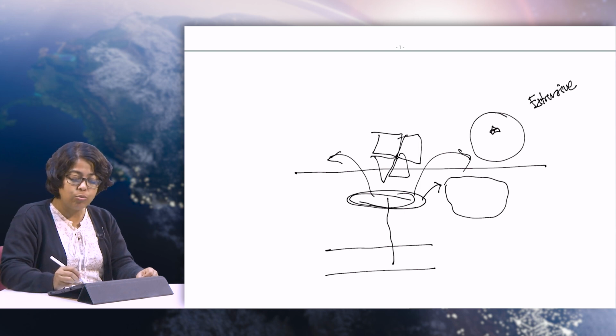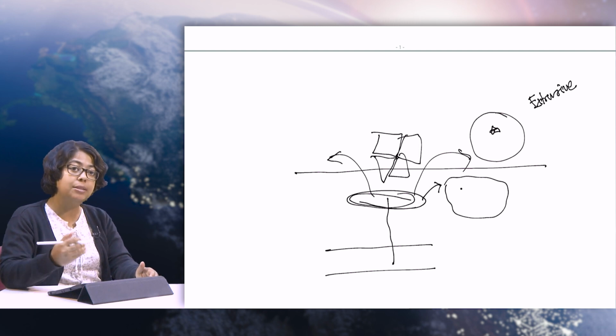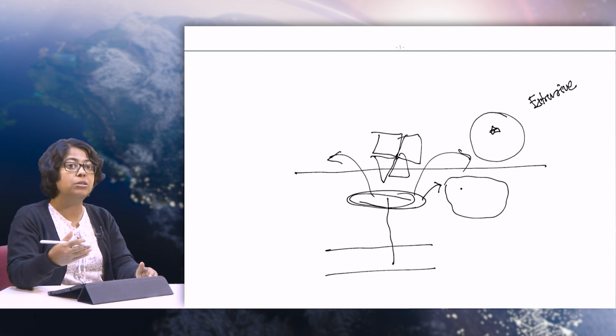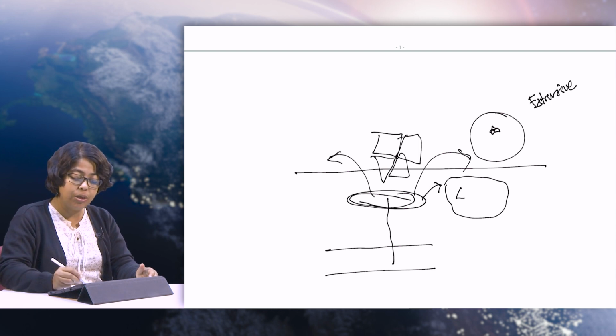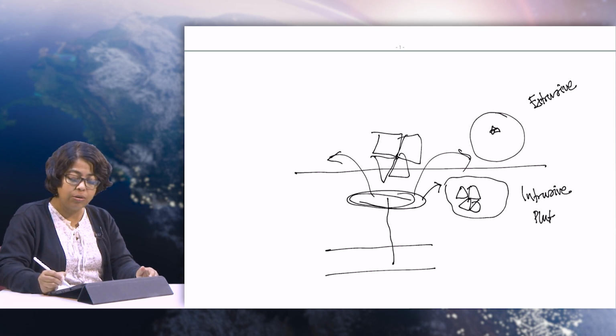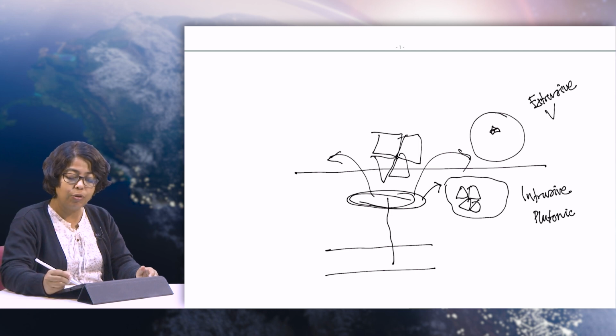And the ones which are inside the surface cool down much slowly because the temperature inside is relatively hotter compared to the outside. This will create something which has a much larger crystal, and these are called intrusive rocks. There are common names for it also. This one is called a plutonic rock, and the other one, for obvious reason, is called a volcanic rock. And these are the main difference in terms of the crystal structure, and that controls how they will appear.